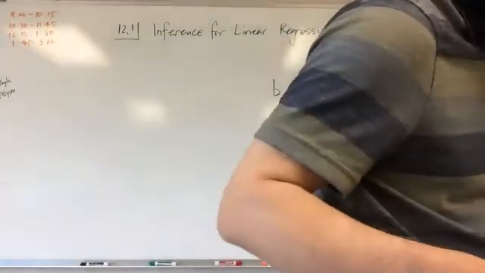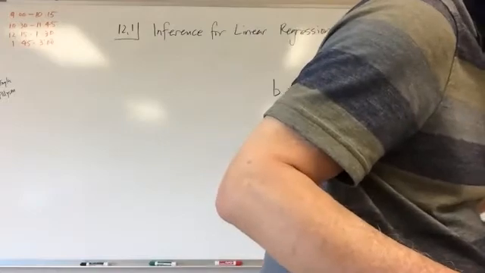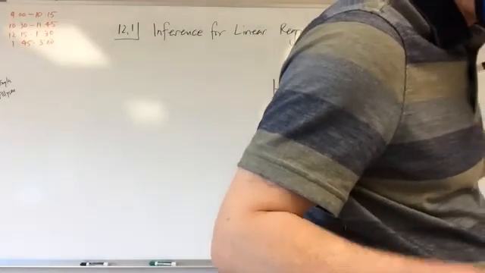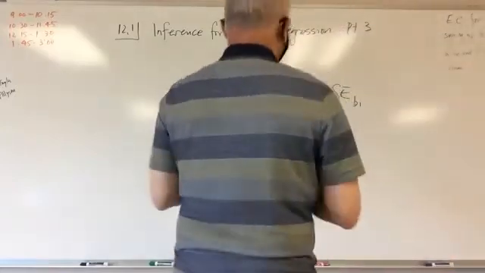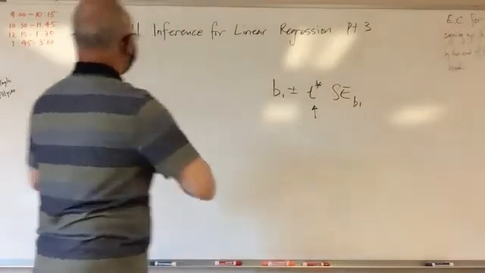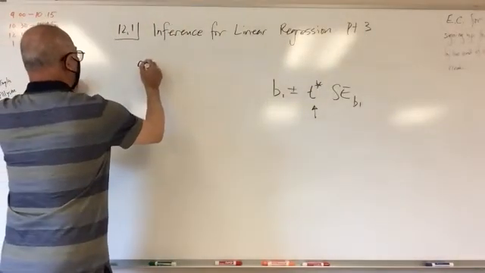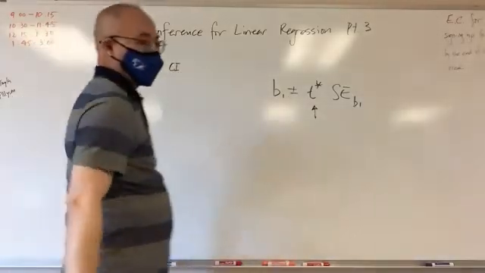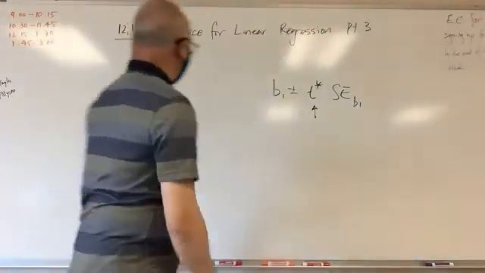So the question was, construct and interpret a 90% confidence interval for the slope of the population regression line. Okay, so we're looking at this guy right here. We're doing a 90% confidence interval. And then what do you have to do? We have to do the conditions check here, right?